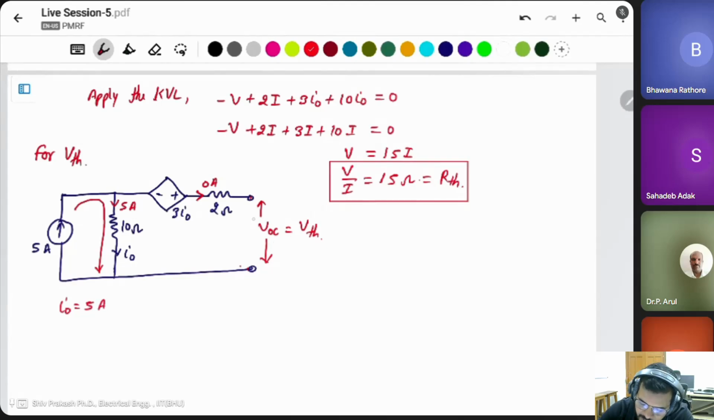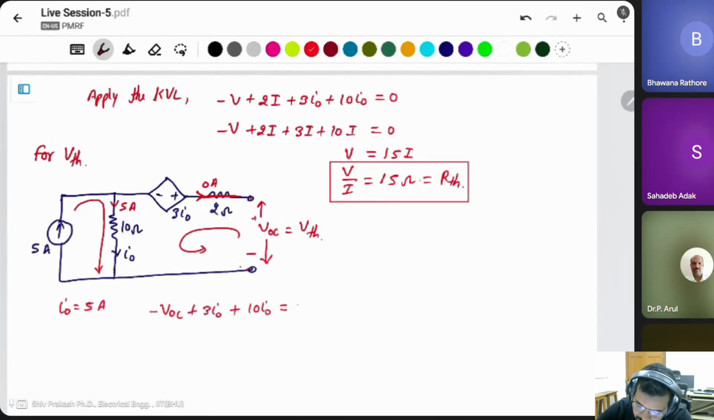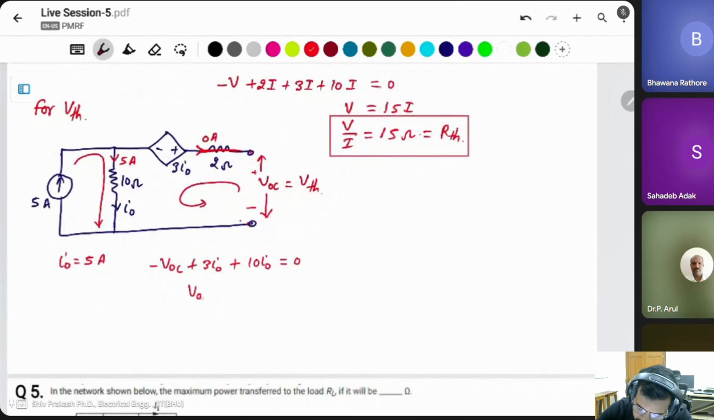Then VOC, apply the KVL again in this loop. This current is 0, it means there is 0 voltage drop across the 2 ohm resistor. No meaning of this resistor. Then this will be minus VOC plus 3 I naught plus 10 I naught equals 0. VOC, the same as VTH, is equal to 13 I naught. This will be 13 into 5, which is equal to 65 volt. It means VTH is equal to 65 volt.